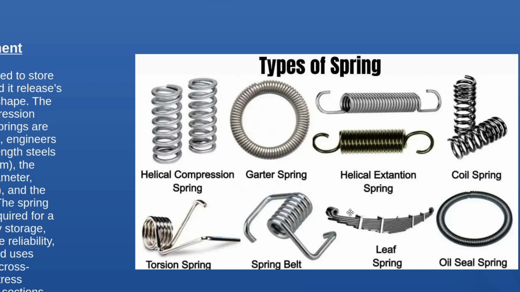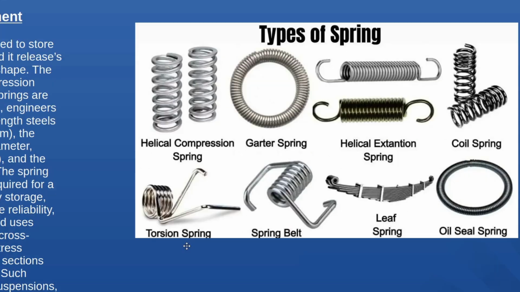Talking about the coil spring, it is a very classical type of spring, a cylindrical spring that absorbs shock as it supports weight in machinery or vehicles. The torsion spring is a type of spring that twists about its axis to apply torque or rotational force.